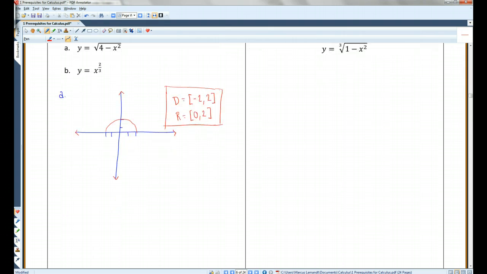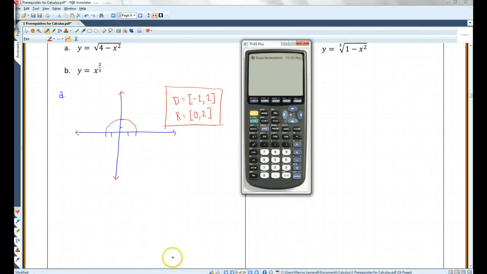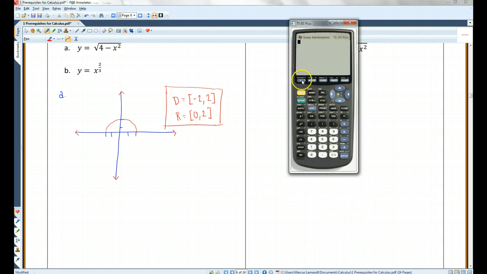Alright, let's try part B. For part B, we have x to the 2 over 2/3 power. There we go. Okay, so once again, you can kind of tell what the domain and range is. It looks like the domain is all real numbers. The range, it goes from 0 to infinity.